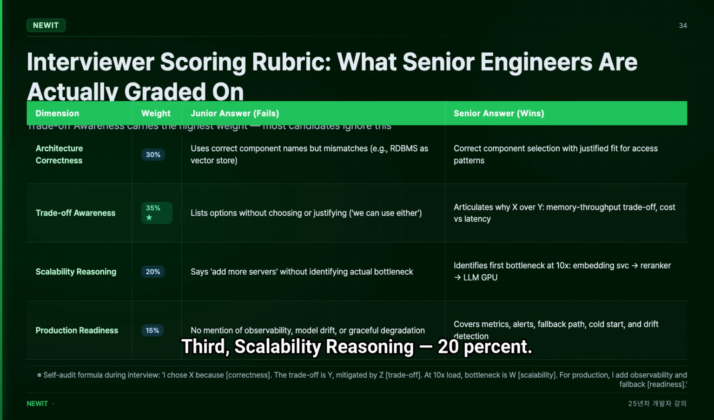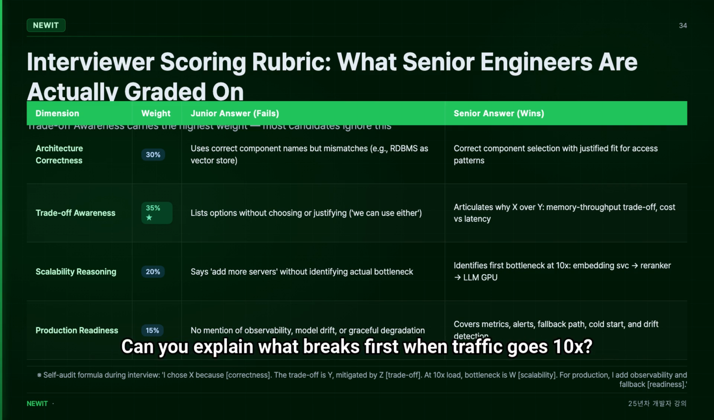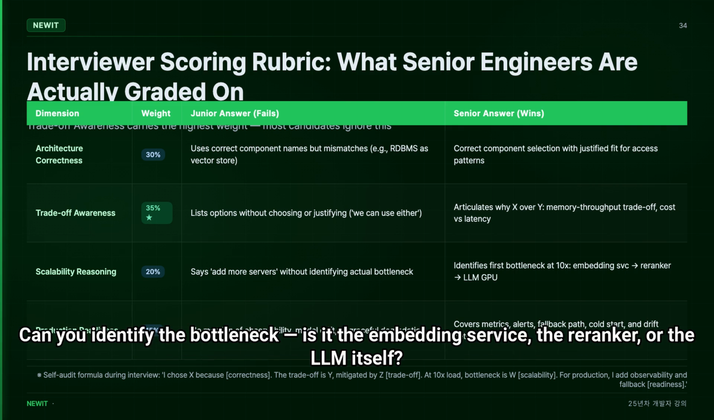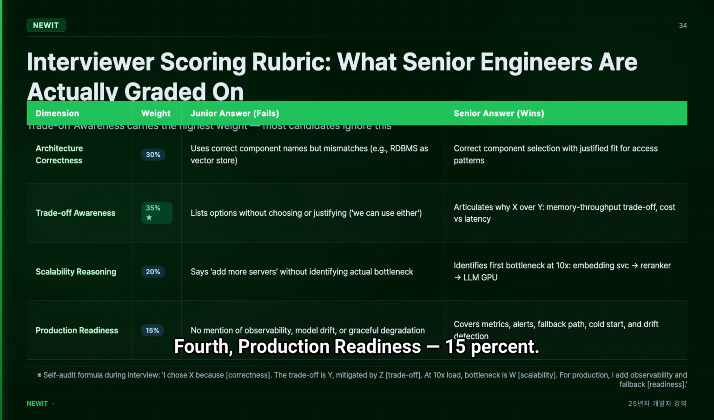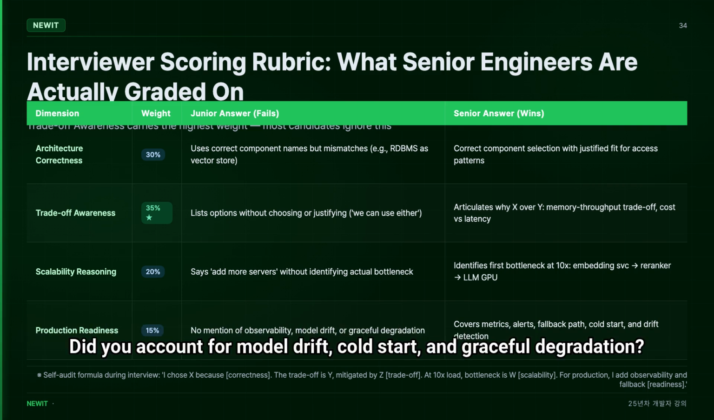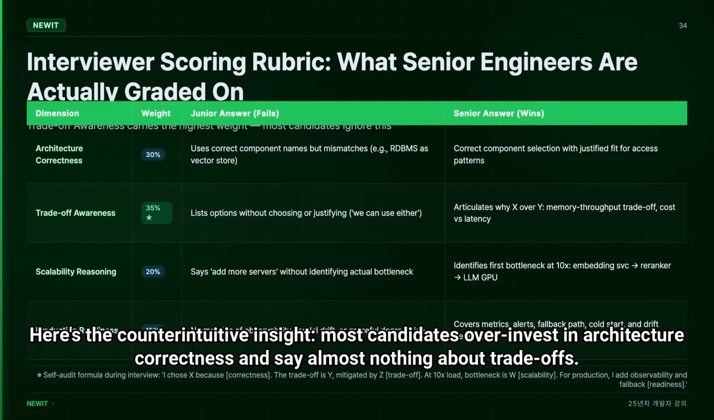Third, scalability reasoning, 20%. Can you explain what breaks first when traffic goes 10x? Can you identify the bottleneck? Is it the embedding service, the re-ranker, or the LLM itself? Fourth, production readiness, 15%. Did you mention observability? Did you account for model drift, cold start, and graceful degradation?